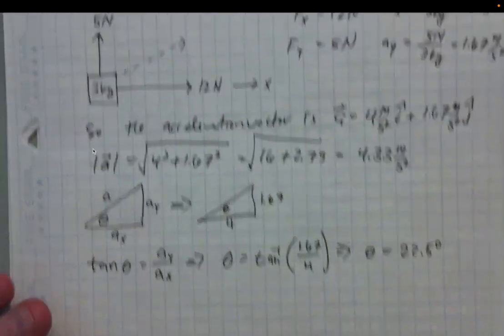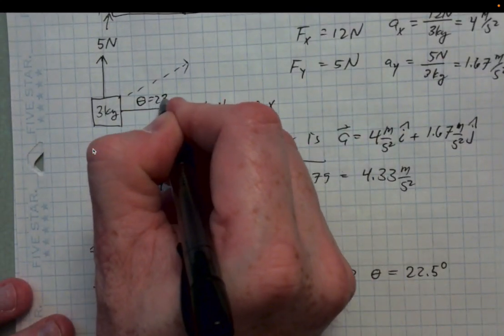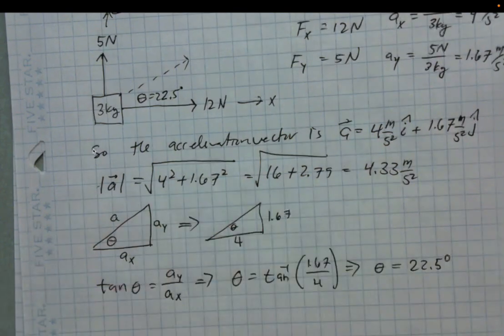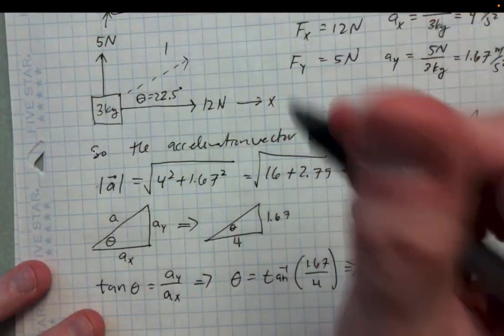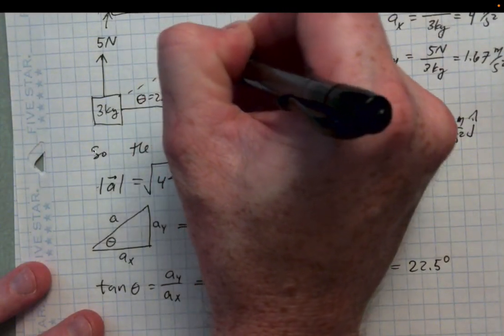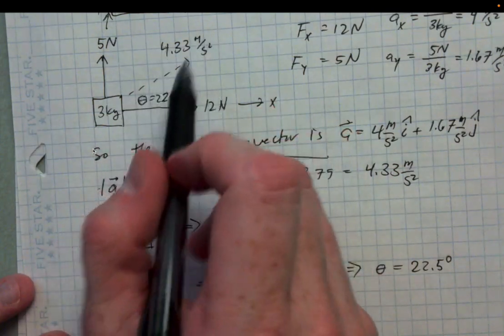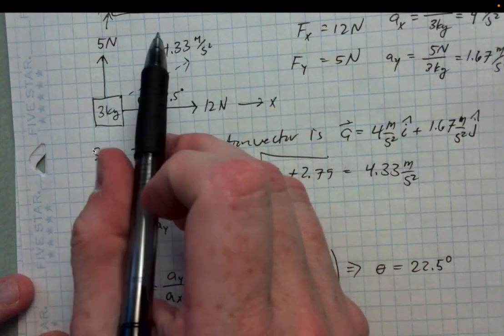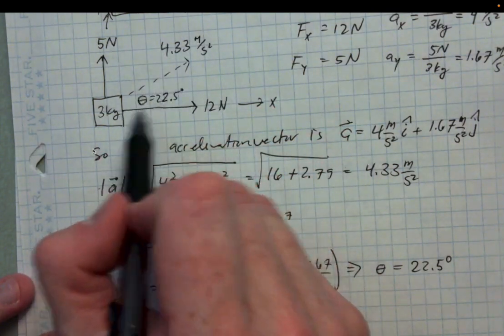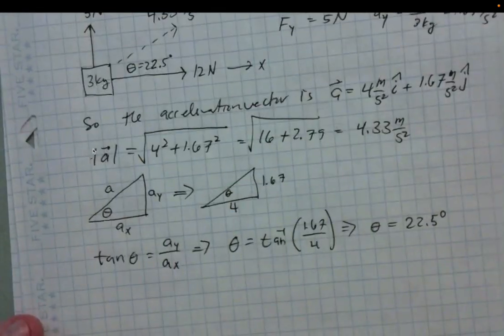Okay, so going back to our original, this is going to be about 22.5 degrees. And the magnitude here is going to be about 4.33 meters per second squared. So that's the rate, 4.33 meters per second squared, the rate of the change of velocity by time, and the direction off of the horizontal is about 22.5 degrees.